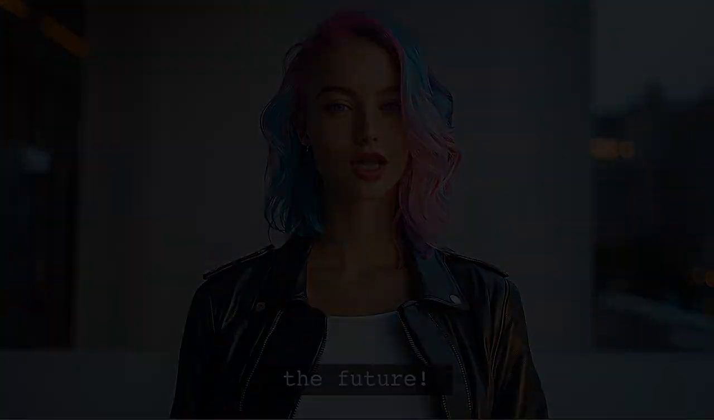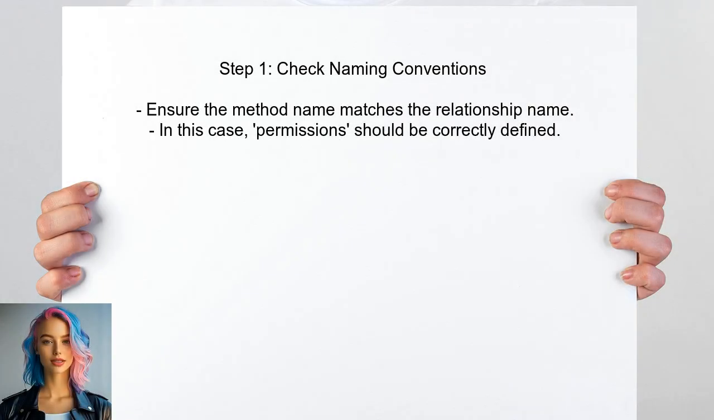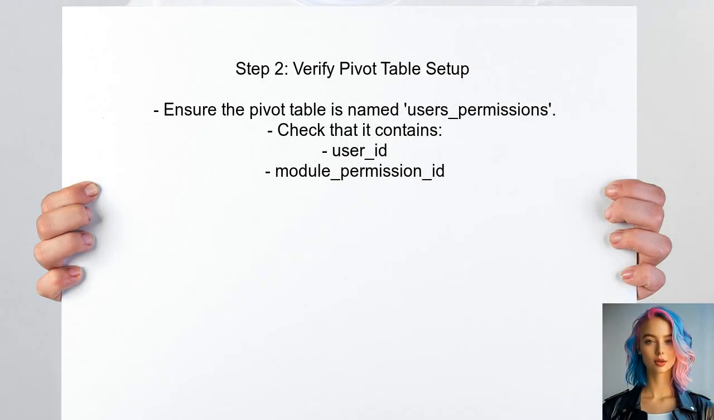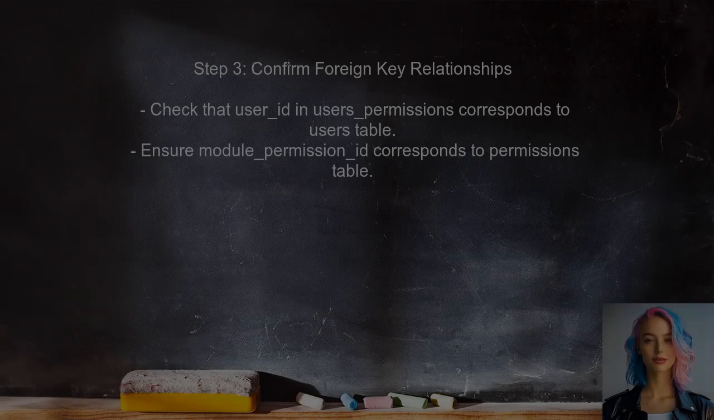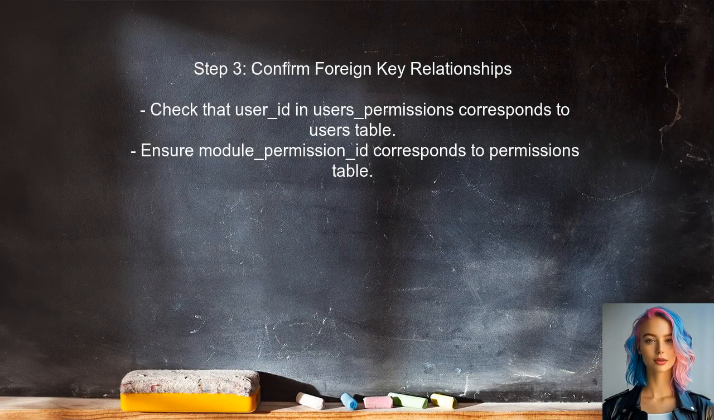To address the issue of the undefined relationship, the user should first check the naming conventions in their relationship definition. The method name should match the relationship name in the query. Next, the user should verify that the pivot table is correctly set up. The pivot table should be named user's permissions and contain the correct columns for user ID and module permission ID. The user should also confirm that the foreign key relationships are correctly defined in the database.